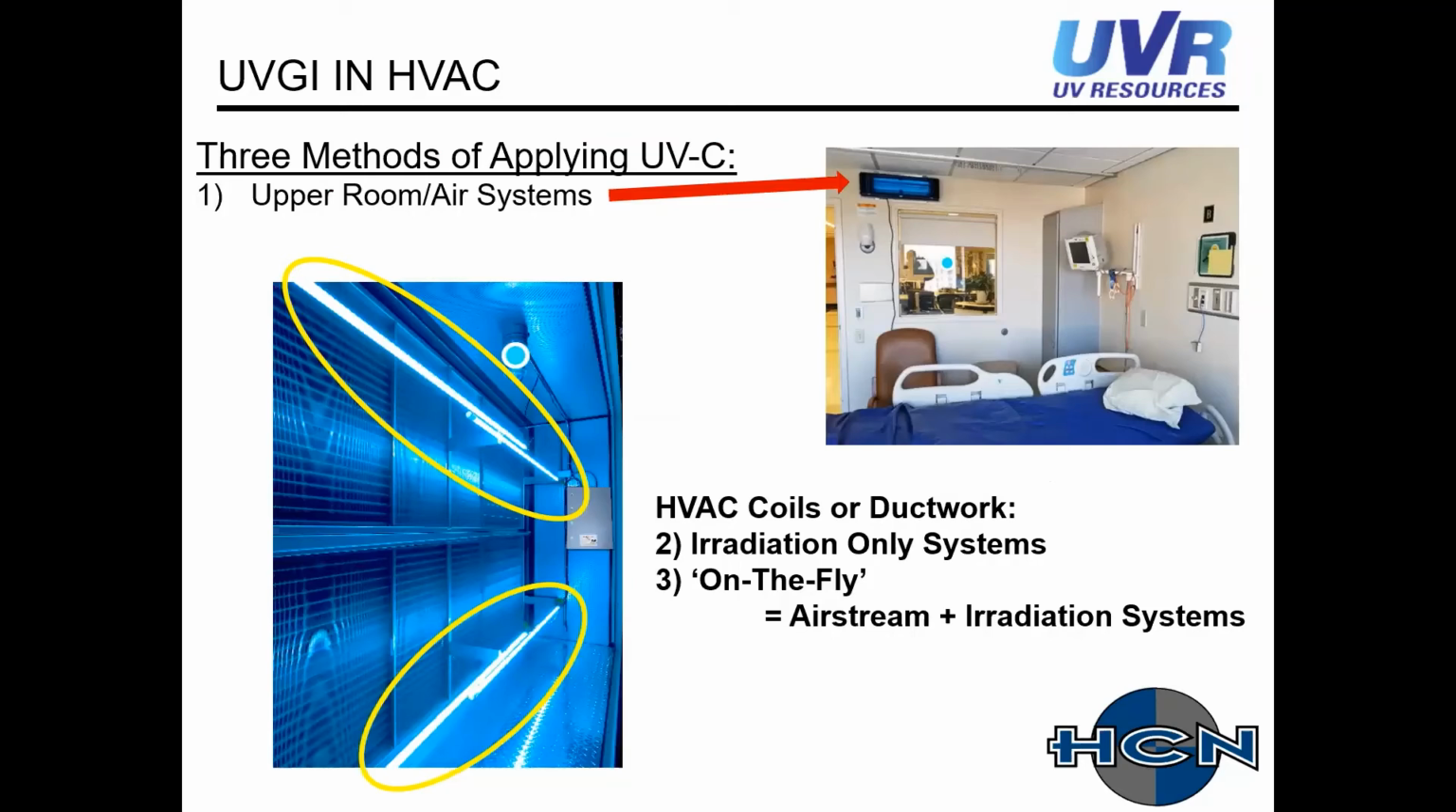So for HVAC, there are 3 methods of applying UVC. The upper right shows an upper room air system. In the center on the left, we have HVAC coils and ductwork, which we're primarily focused on today. There are 2 types. There's irradiation systems. And then the second type is considered to be on the fly, where you have disinfection of the airstream as well as the coil or the surface.